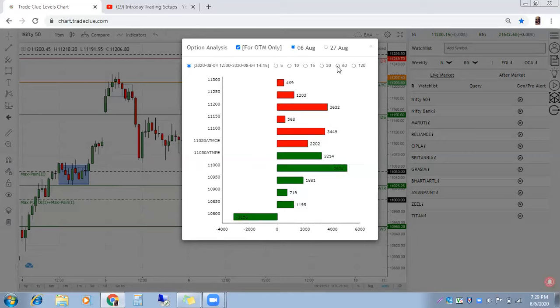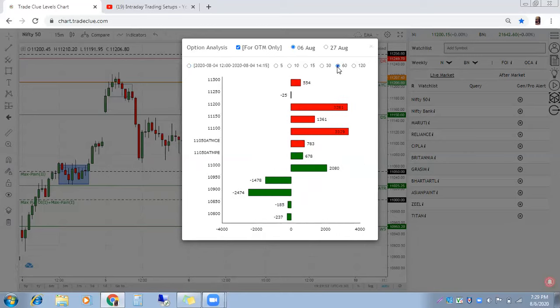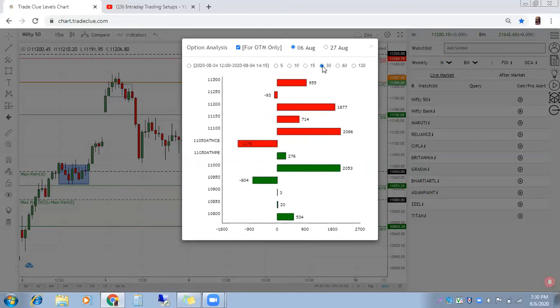So I now go and see on 60 minutes. We can clearly see there is support only at 11,000, which has come through, but there is a strong selling pressure at 11,100. So if you're trying to take a trade, you clearly know there is no big support over here. And if you take a trade, then you have a selling pressure coming at 11,100. If I see the last 30 minutes, it is also telling me you will be stopped at 11,100.